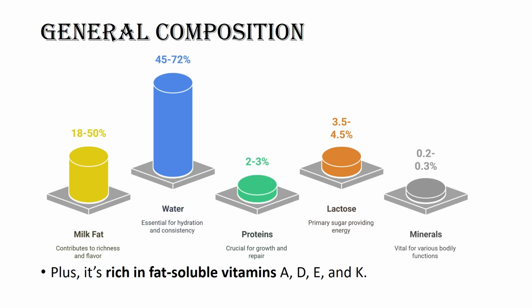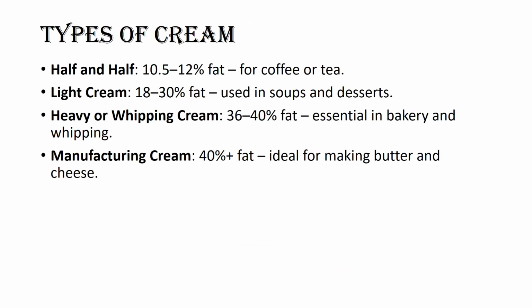Types of cream. Half and half contains between 10.5% and 12% fat. It is commonly used in beverages such as coffee or tea. Light cream has a fat content ranging from 18% to 30% and is typically used in soups and desserts. Heavy cream, also known as whipping cream, contains between 36% and 40% fat. It is essential in bakery applications and for whipping purposes.